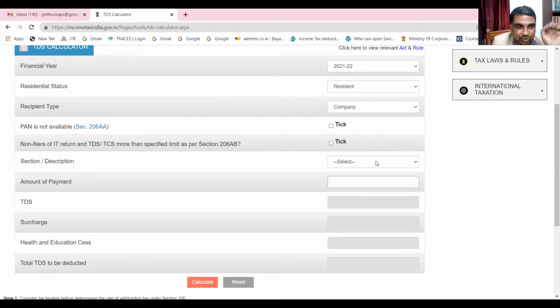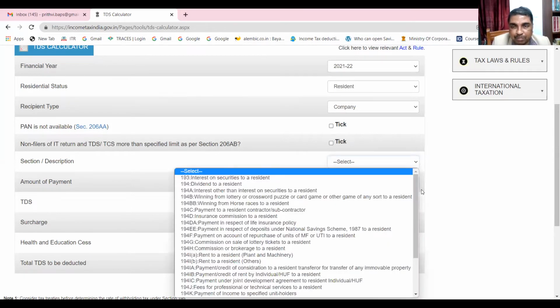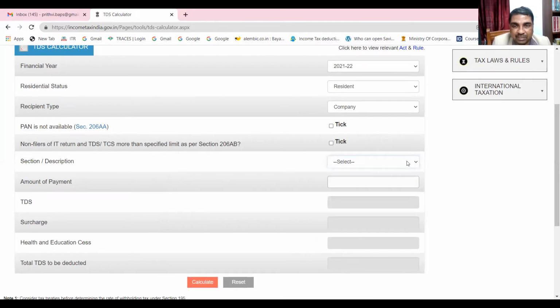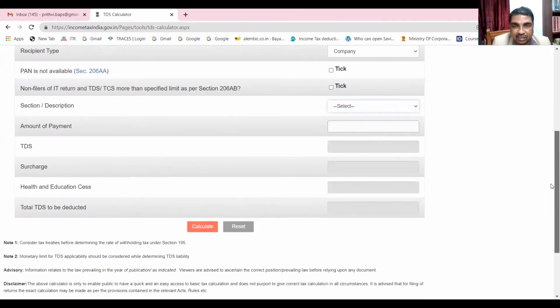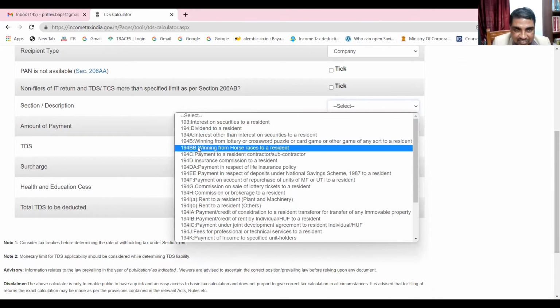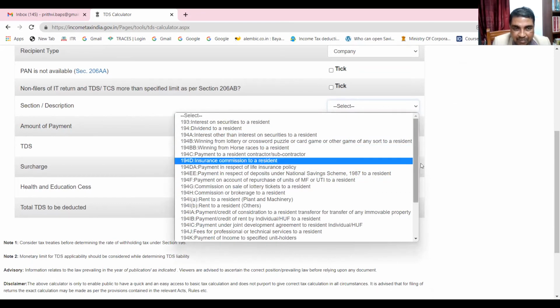Now, for the timing, ignore that. Later on, we'll be learning what are those things. We'll see what kind of payments. This is the types of payments on which TDS is applicable. So only for these kind of payments, if these type of payments are made, then TDS is applicable. Okay, so you can select any one of them. So these are various sections. Under various sections, if payments are made.